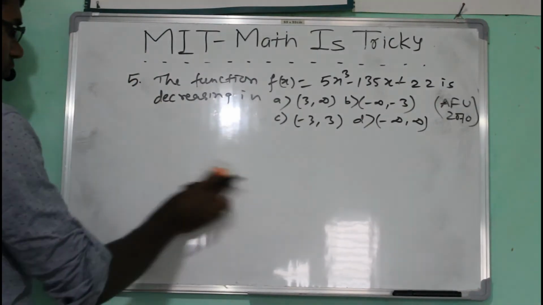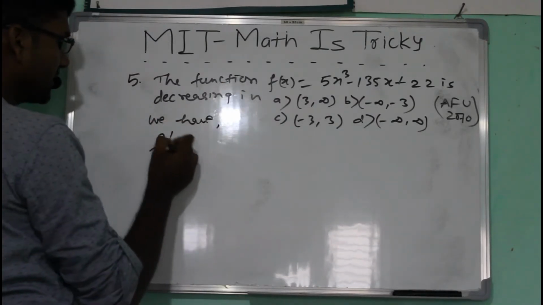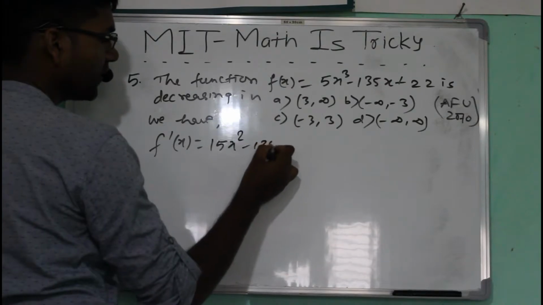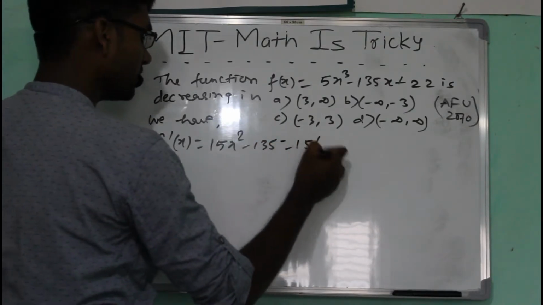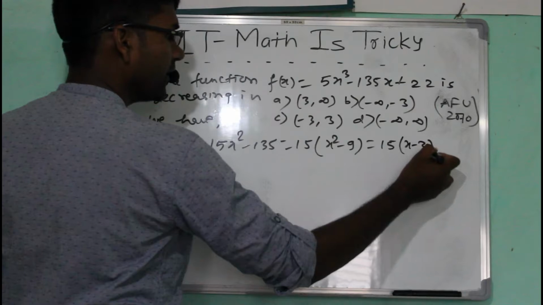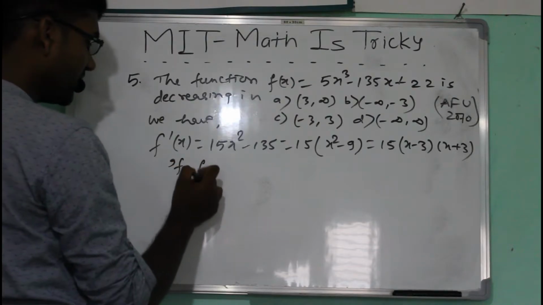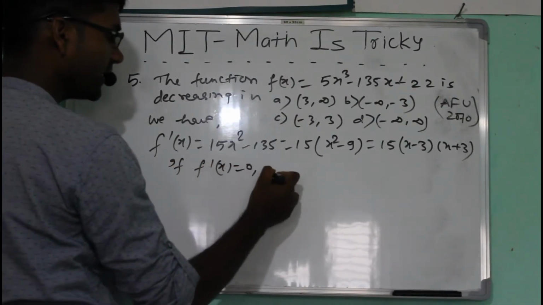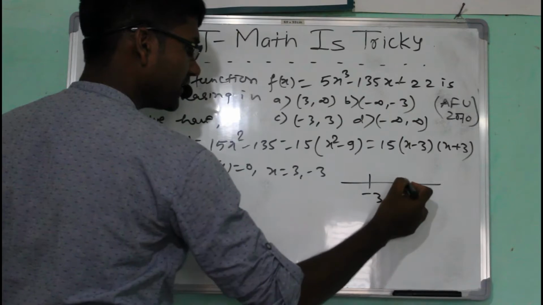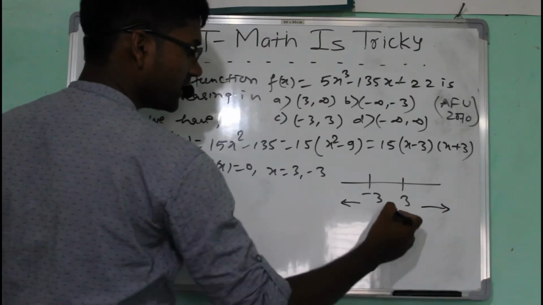So to find the interval, first we have to find f'(x). So f'(x) is how much? 15x² - 135. We can take 15 common, so 15(x² - 9). We can write 15 times (x - 3)(x + 3). Now if I write f'(x) = 0, we get x = 3 and x = -3. So now your intervals will be like this: -3 is here, 3 is here, so different intervals. This one, another interval this, and the third one is this.